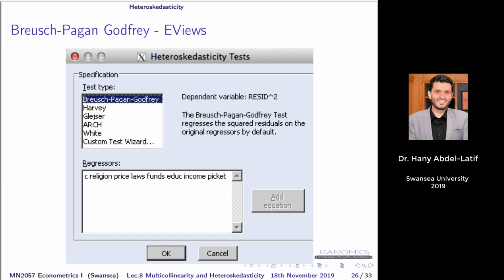So that's something very informal, but you still need to confirm that using a statistical test. As I said, there's a long list of tests that you could use, but we actually focus on only two tests: the Breusch-Pagan-Godfrey test and the White test. Both tests have the same null hypothesis. Your null hypothesis is homoscedastic errors, or errors with constant variance, which is great. That's what we'd love to have.